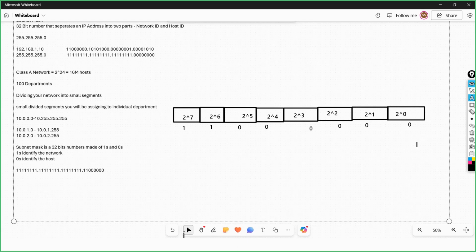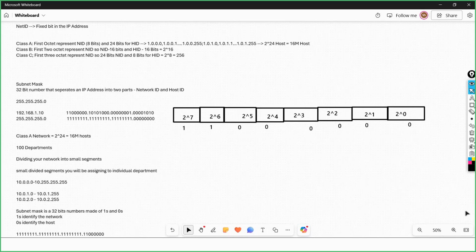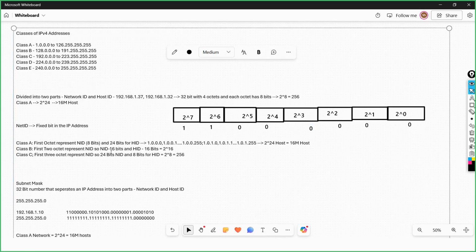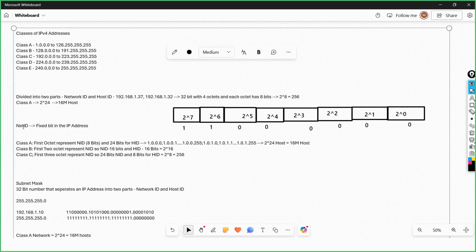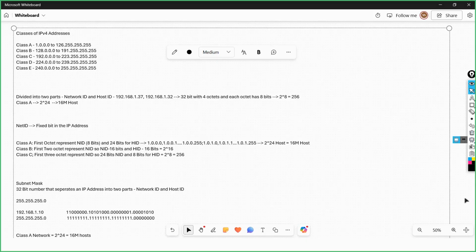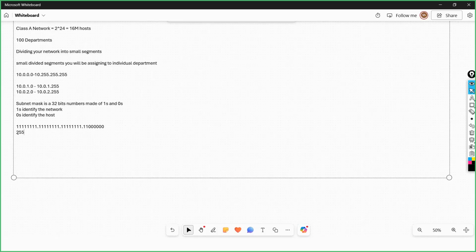So the subnet mask, when you write it over here, is going to come as 255.255.255.192. That is 128 plus 64.